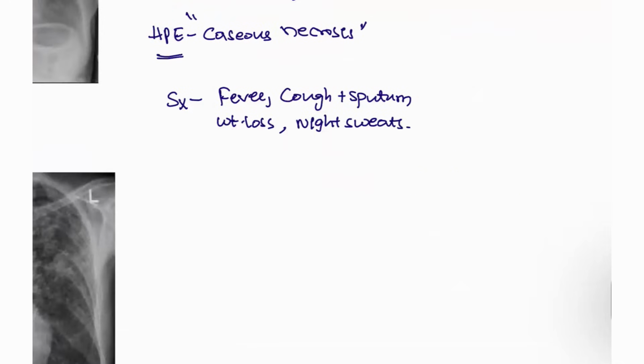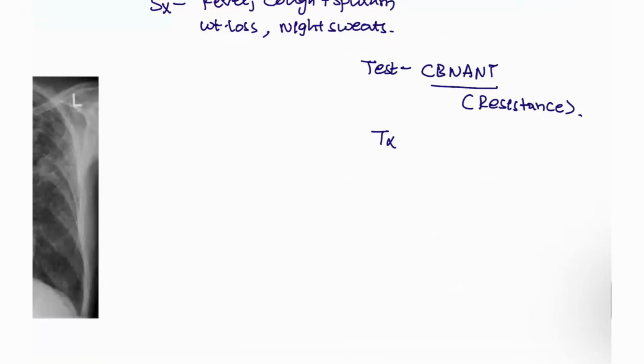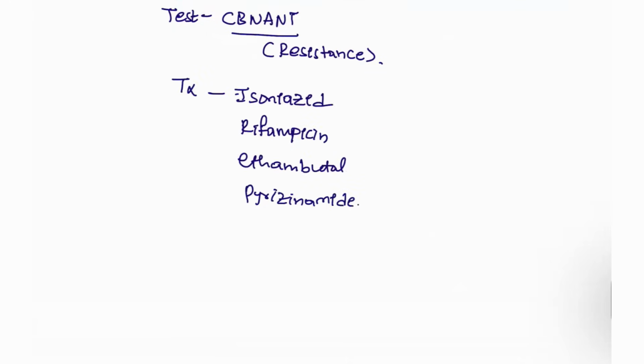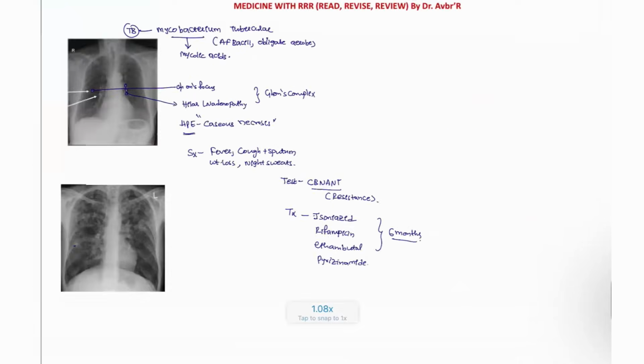Next, what is the test that we can do for this patient? The best test you can do is the CBNAAT. Why is CBNAAT important? Because it is going to show the drug resistance also. As for the treatment of this patient, remember isoniazid, rifampicin, ethambutol, and pyrazinamide. Right? These are the 4 drugs that we are going to give for this patient for at least 6 months.